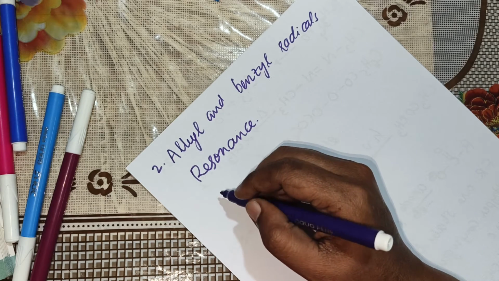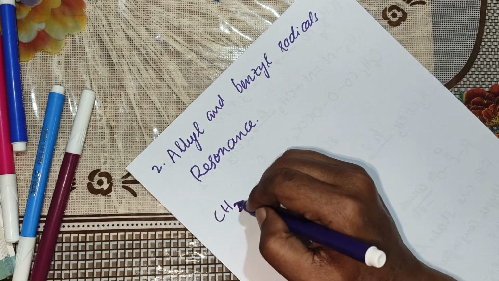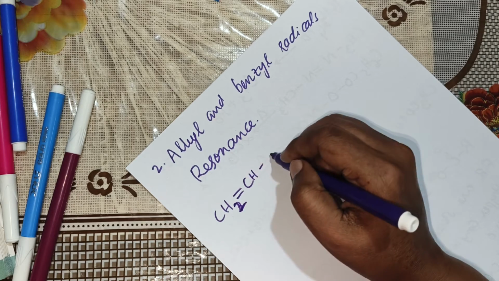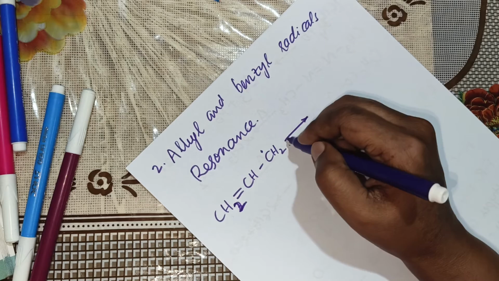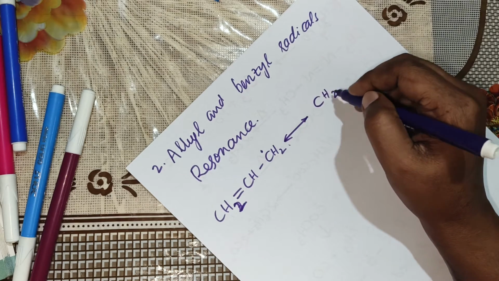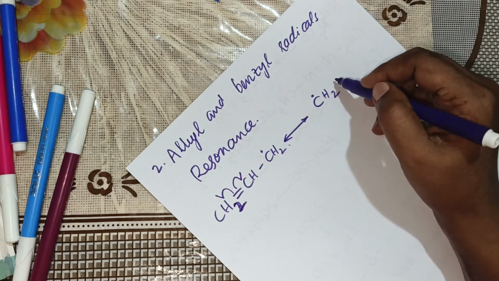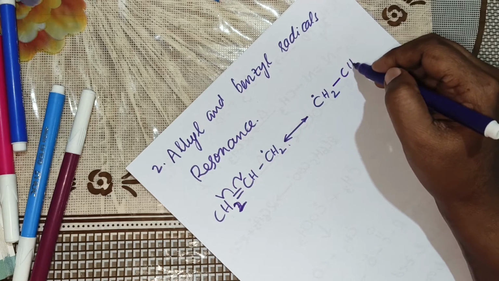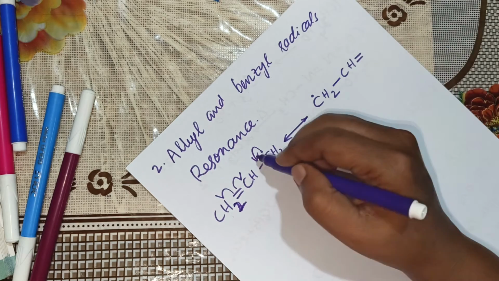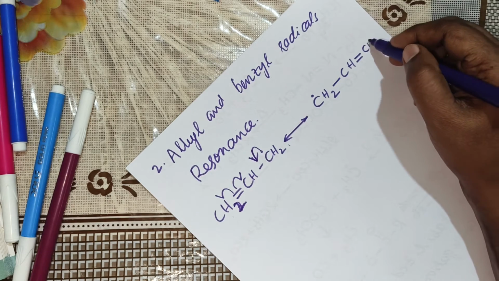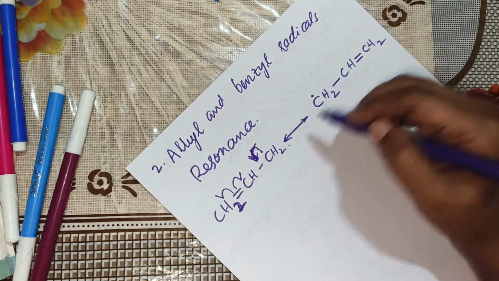You see that CH2 double bond CH2, it is a free radical. You know that very well. It is a resonance, how it looks. Again CH2, this bond is shifted towards this, and CH double bond CH2. Only a half arrow you have to show here. Yes, this is the resonance.